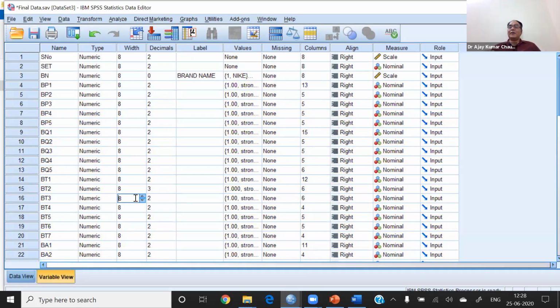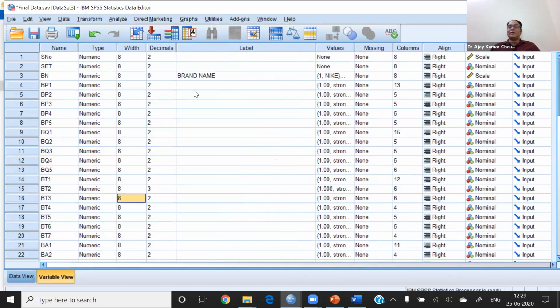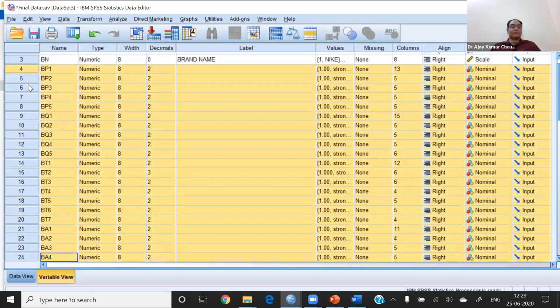Basically, all these statements are designed by the scholar with the help of literature, as well as with the help of customers and brand managers. Some of the items are identified from the literature, and some on the basis of discussion with the brand managers. So these are the different statements. One statement I removed because the paper is in publication.